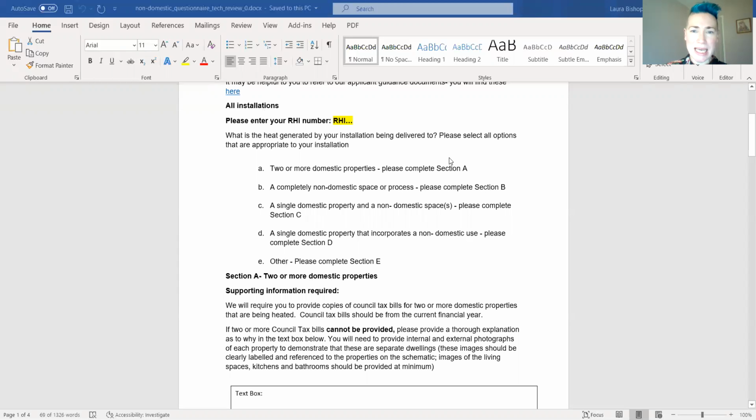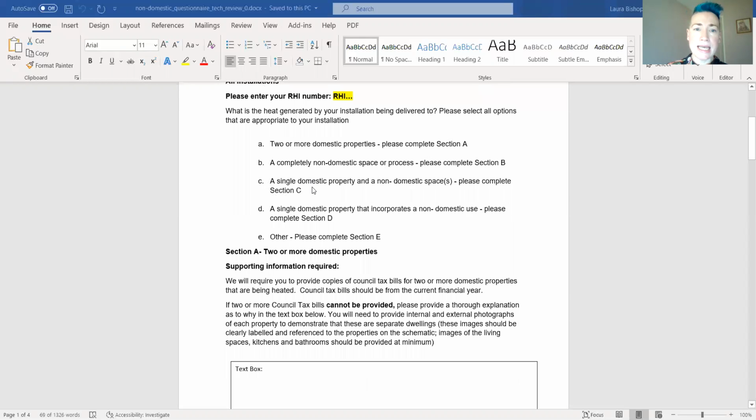Just looking at the document here, there are 5 reasons to fill in the application. So the first one I've already covered: two or more domestic properties, especially where you don't have council tax bills. Secondly, a completely non-domestic space or process, that's section B. That might be a farm, a care home, or a building where you've just not been able to get business rates bills yet. C is a single domestic property and a non-domestic space.